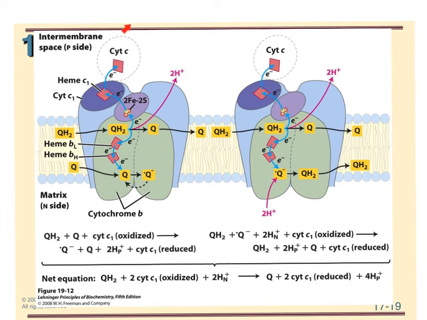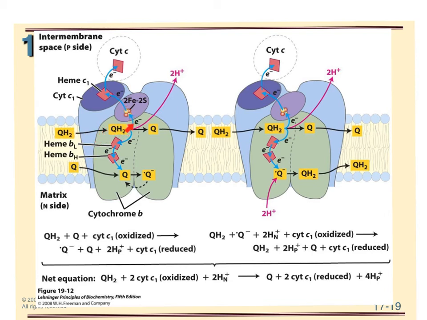Once again, remember this is called the P side, the intermembrane space side. This is the N side, or the matrix side. So we actually have 2 binding sites that can have a Q on them. So we have a QH2 that came from either complex 1 or complex 2. Right now we're going to just say it's complex 1 or complex 2. It can come from one other place as well. Okay. It comes in and it binds on the P side.